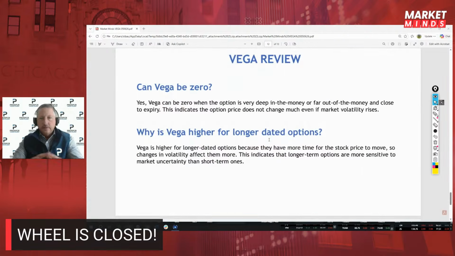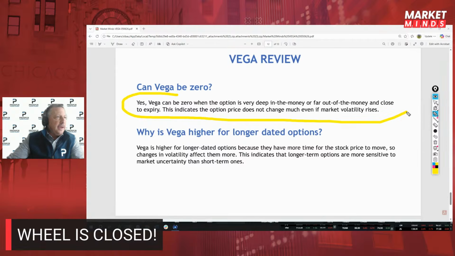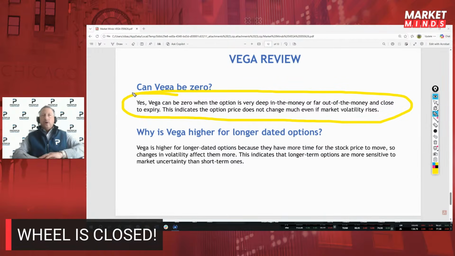Okay. Is there ever a time where there would really be no volatility risk to an option? And the answer is yes. Vega can be zero if we are at the very, very outskirts of being in the money or out of the money. If you're out of the money and that option is worthless, has zero delta, there's no Vega to it.